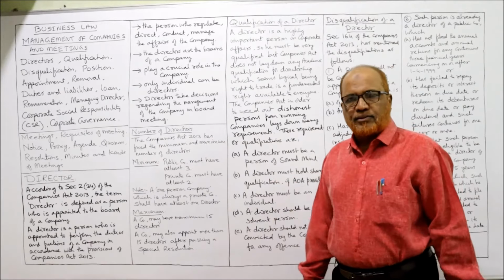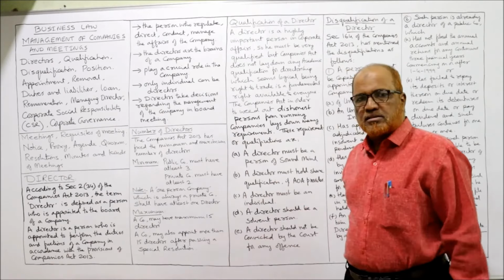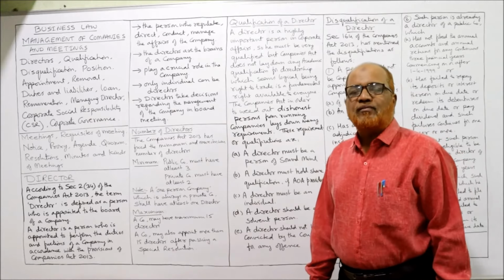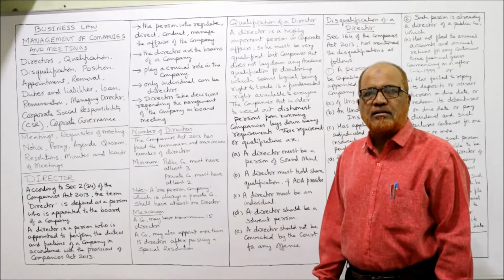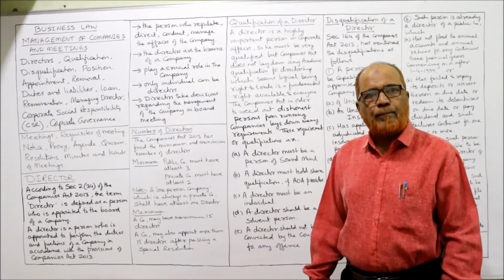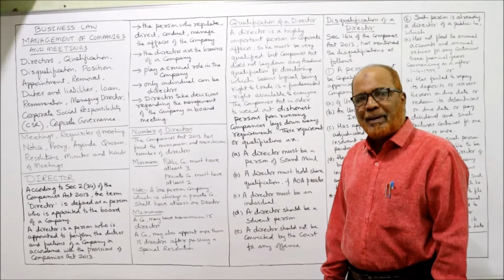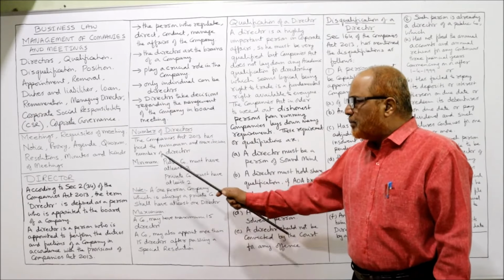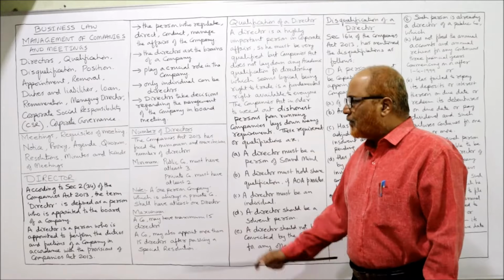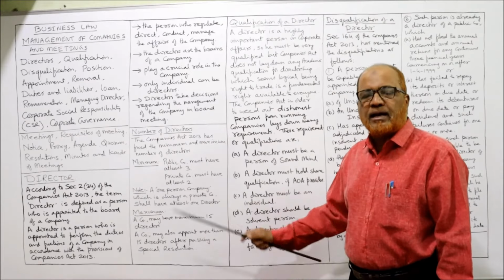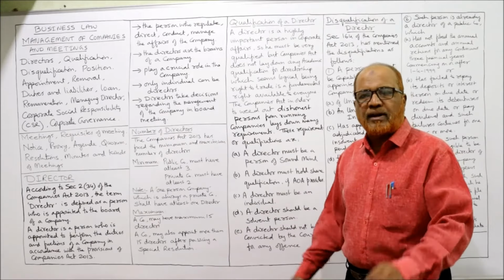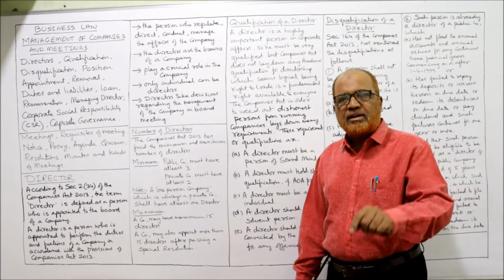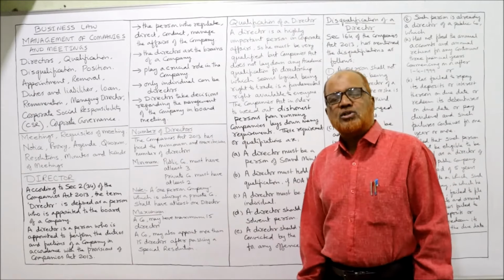Now, number of directors. The next topic is number of directors. The Companies Act 2013 has fixed the number of directors in a company. So minimum, maximum. First of all, minimum number of directors. For a public company, the minimum number of directors is 3. For a private limited company, the minimum number of directors is 2.